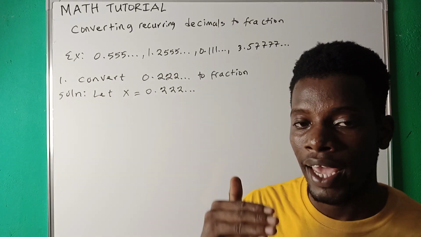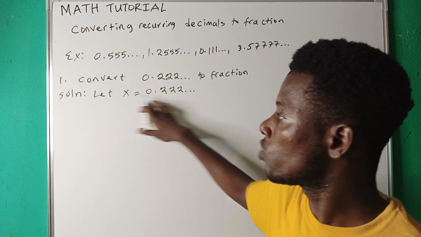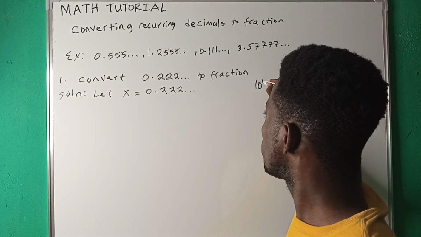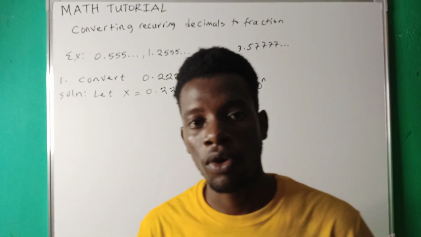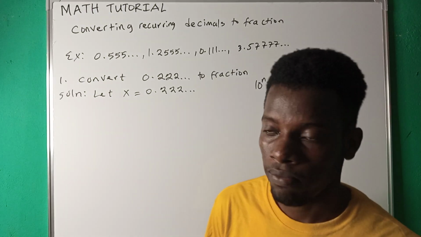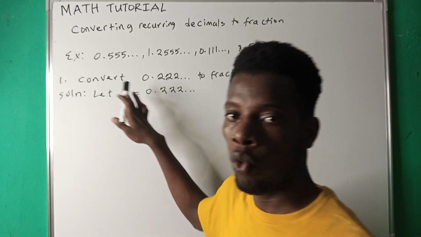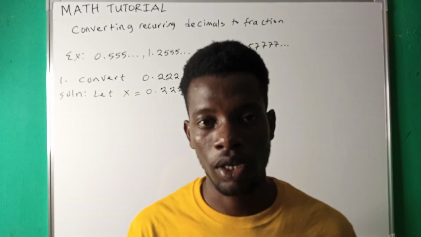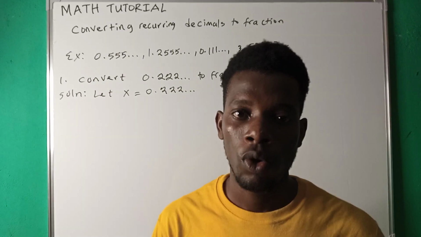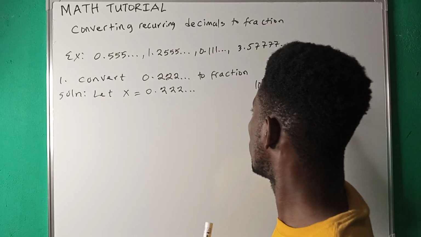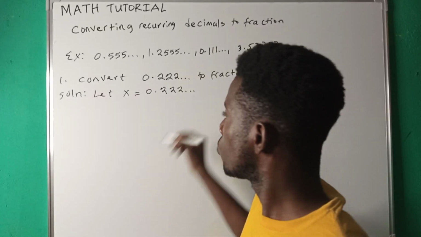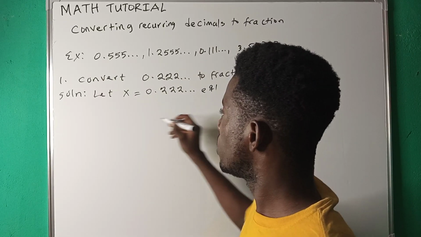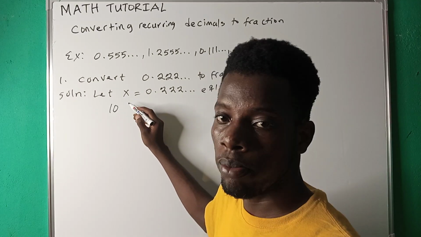So if there are n digits repeating, we multiply the entire equation by 10 raised to the power n, where n stands for the number of repeating digits. So if there are 2 digits repeating, we will multiply this entire equation by 10 raised to the power 2, which is 100. But since we only have 1 digit repeating, we multiply the equation by 10 raised to the power 1, where n is 1. We call this one equation 1. And then we multiply equation 1 by 10.